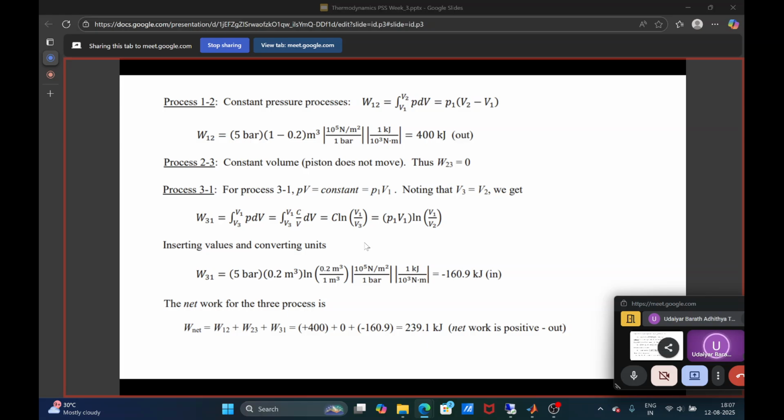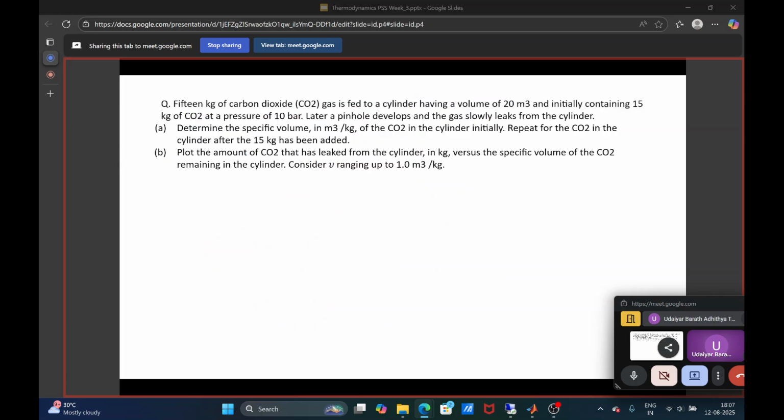So any doubts in this? It's a simple process. Previously we saw individual processes; here it's a combined process with the cycle. Okay. So next question.